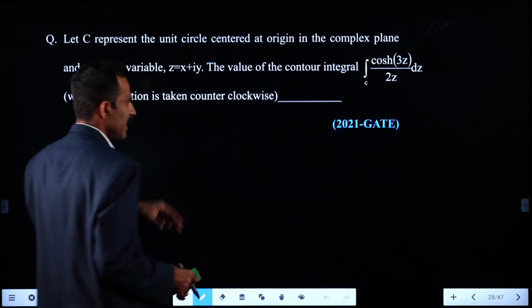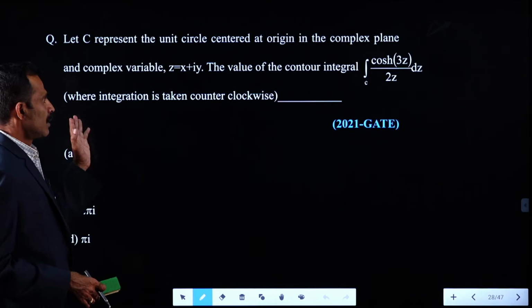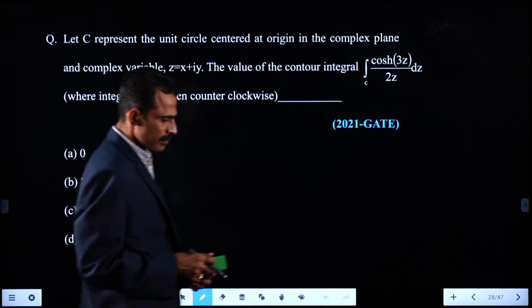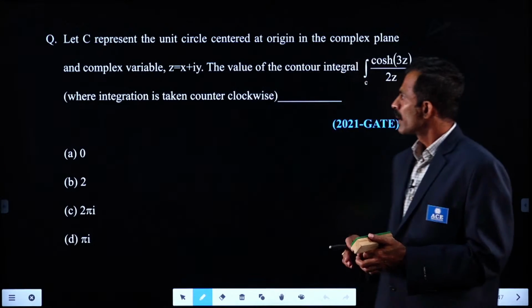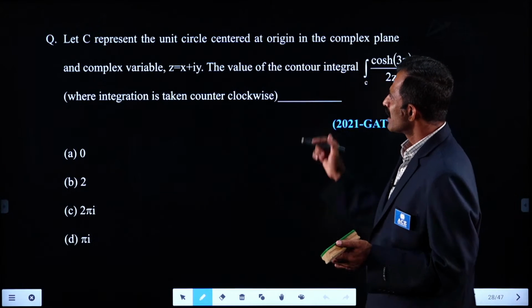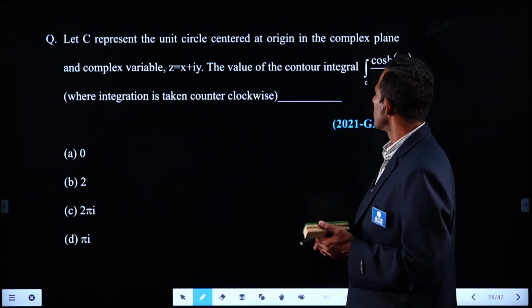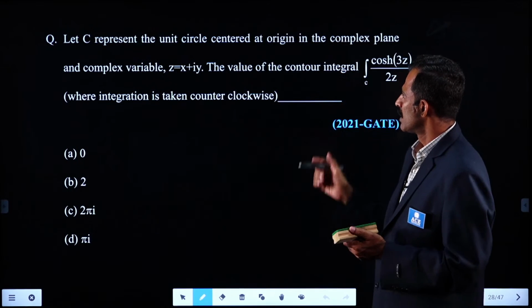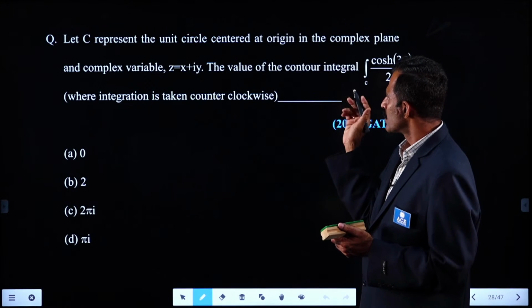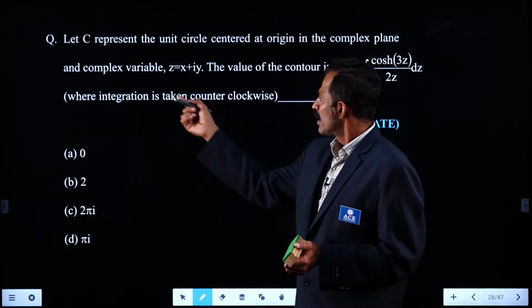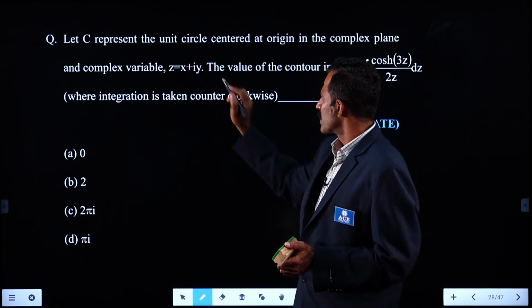Okay, let us go to the next problem. It is also a 2021 GATE question. Let us read the question. Let C represent the unit circle centered at origin in the complex plane, and complex variable z equals x plus iy.